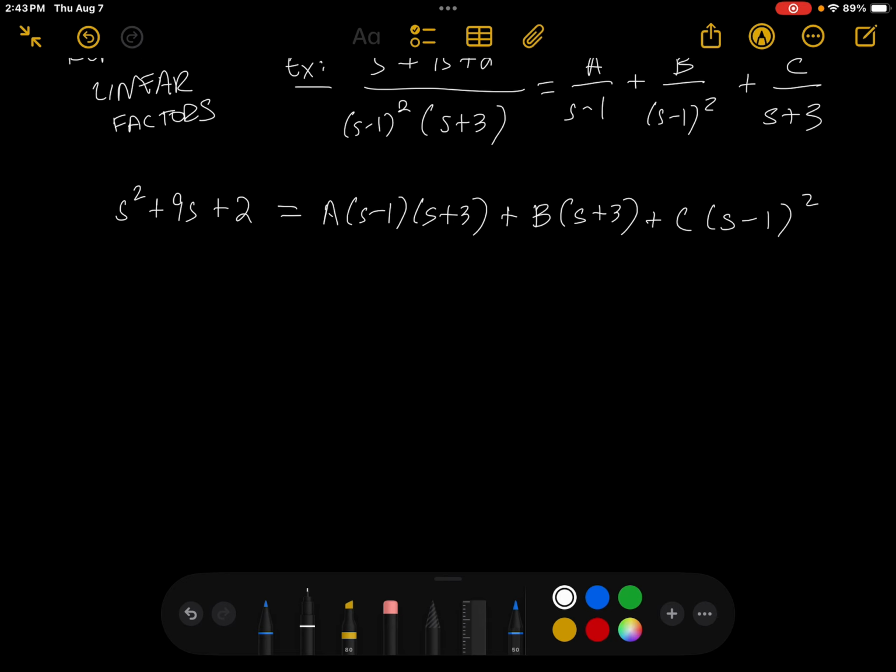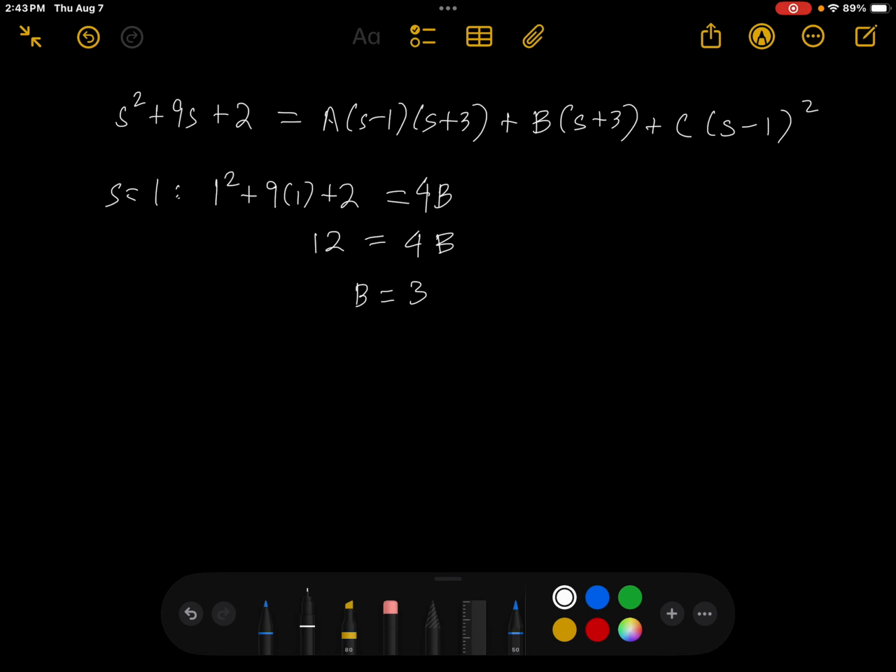So let's plug in s equals 1. When you plug in s equals 1, you're going to get 1 squared. I think it's a good idea to write out what you get. So 1 squared plus 9 times 1 plus 2 equals, and then you're going to get 0 for the first term, and then b times s plus 3 is 4, so 4b, and then the c term is going to be 0, so 4b. And then you're going to get 1 plus 9 plus 2 is 12, so 12 equals 4b, and what's b equal to? 3.